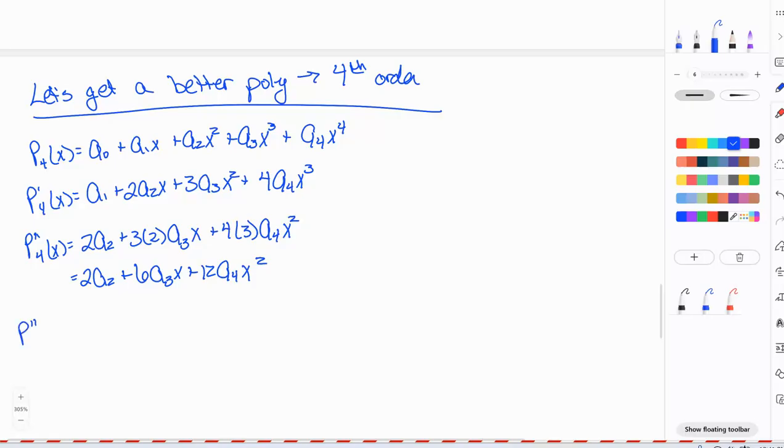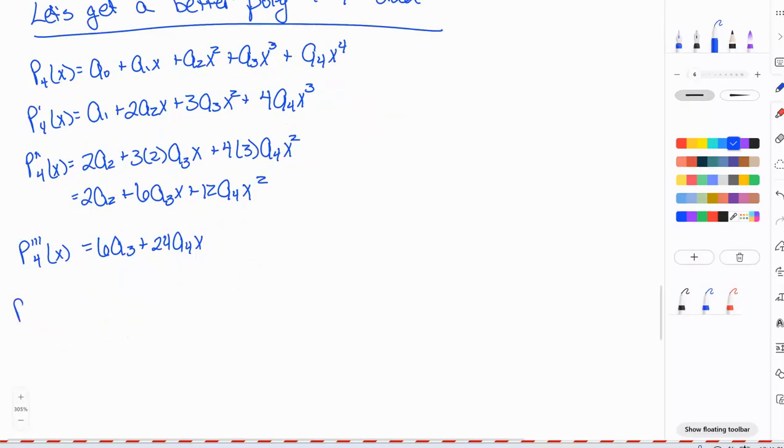And the third derivative would be 6a sub 3 plus 12 times 2, which is 24. I'll just go ahead and write the 24a sub 4x. And then the fourth derivative, I'm going to use Roman numerals for that one, as you see occasionally, would be 24a sub 4.